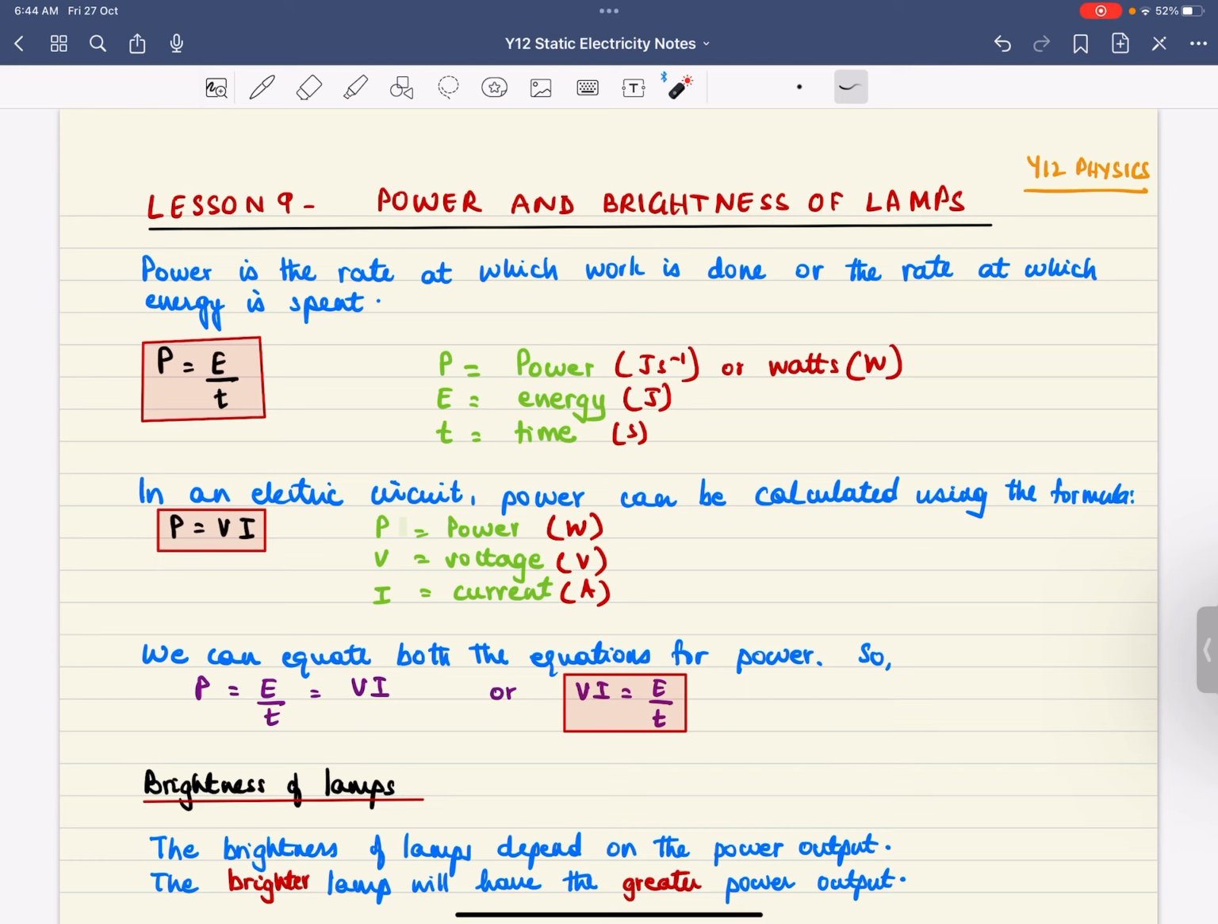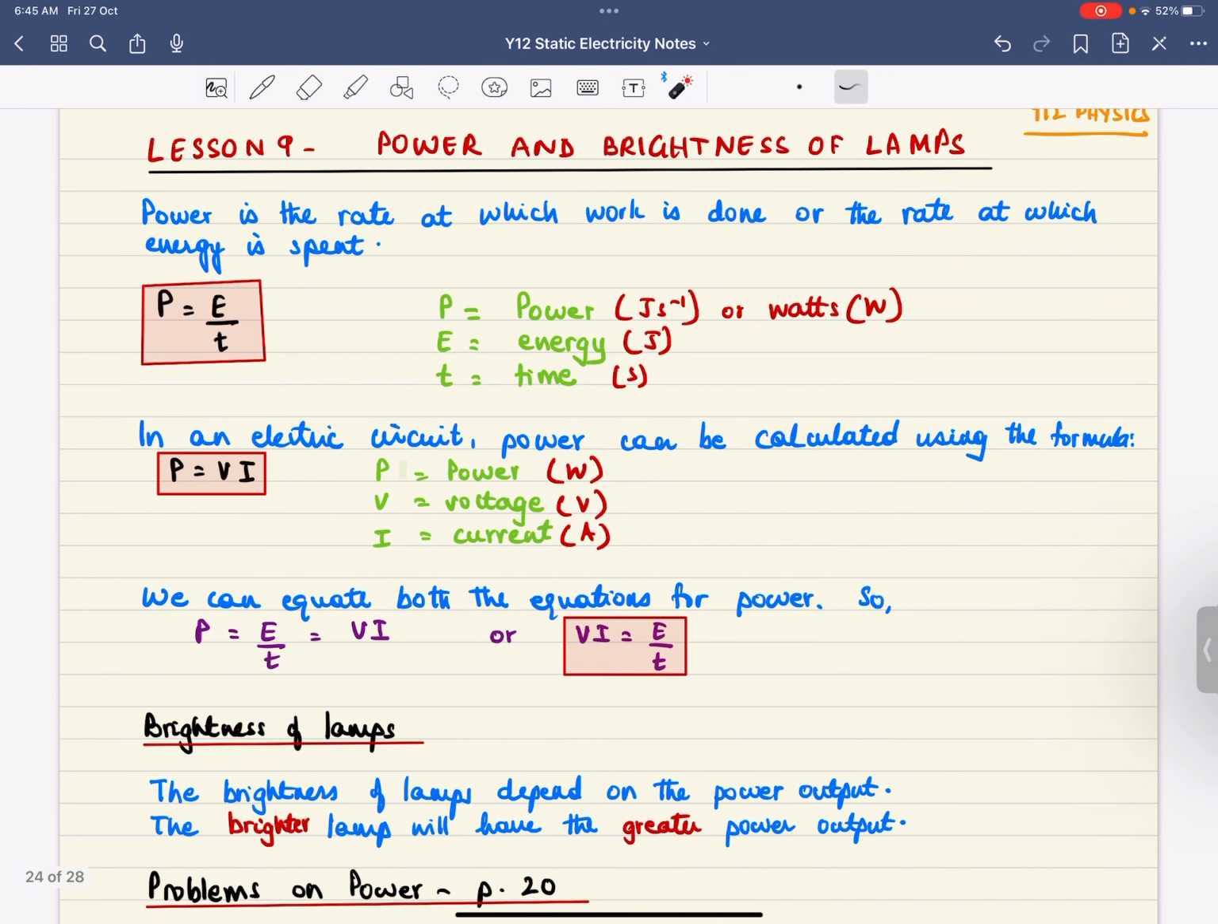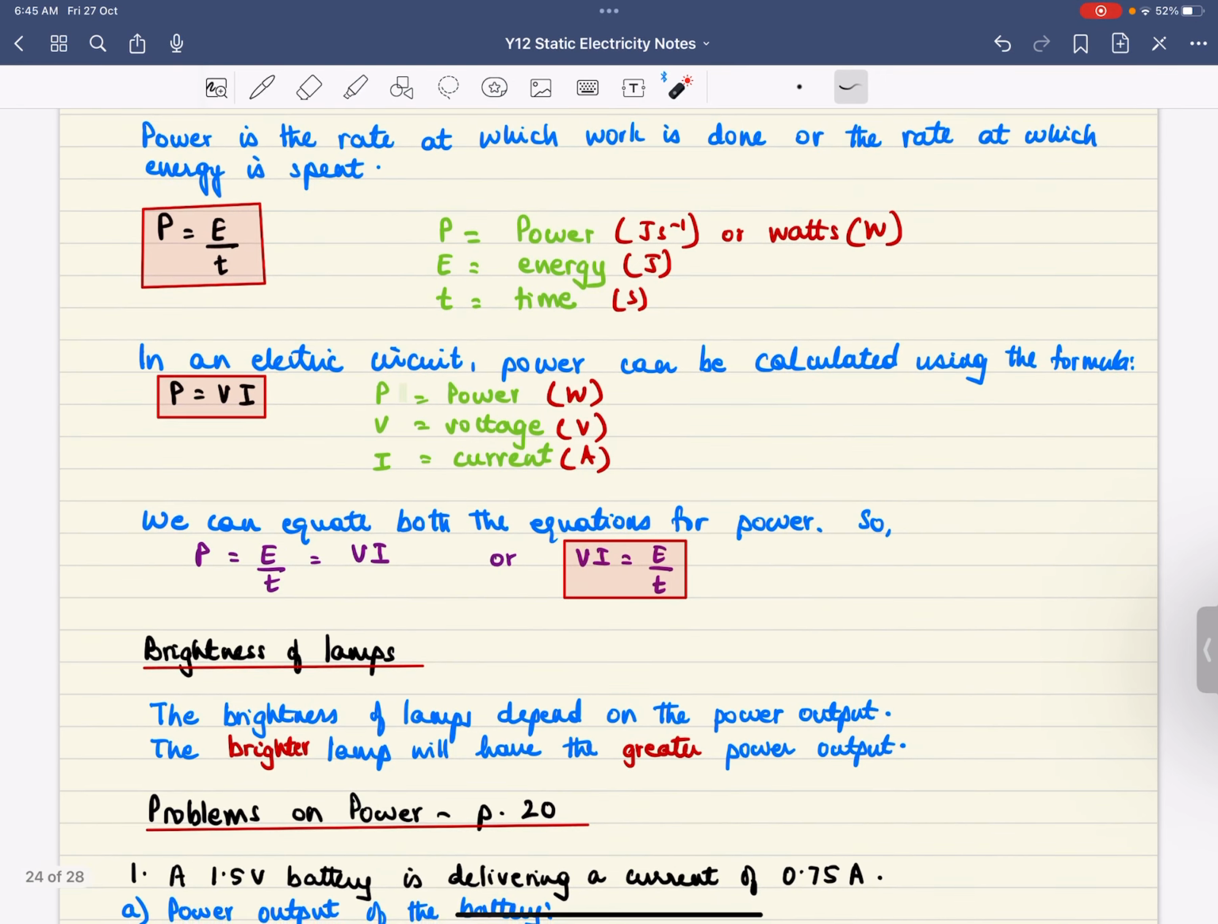Now, what is power? It is the rate at which work is done, or it is also the rate at which energy is spent. So the formula for power is energy over time. Power is measured as joules per second or watts, and energy and time have joules and seconds as the unit. But in an electric circuit, it's not possible to measure energy directly, but we can find out what the power is using power is voltage times current. And you can equate both these equations to get voltage times current is the same as energy over time, because they're both equal to power.